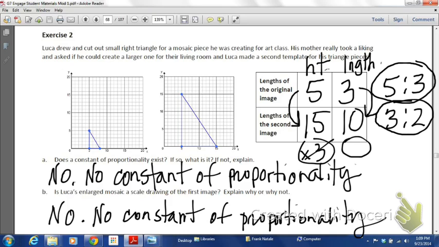Is Luca's enlarged mosaic a scale drawing? No, it's not. Despite the fact that the second one is bigger than the first one, and sure, looks quite similar, and it is indeed quite similar on a scale basis, it is not exactly drawn to scale. So therefore it is not a scale drawing, is not proportional, and does not have a constant of proportionality.